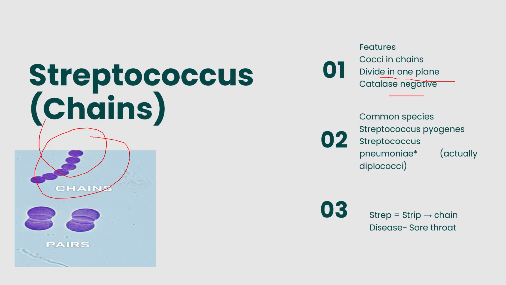The common organisms in this category are Streptococcus pyogenes. It is a common cause of sore throat. Another is Streptococcus pneumoniae. Streptococcus pneumoniae is a common cause of pneumonia, as the name suggests. Now, in case of pneumonia, these are usually arranged in a pair of 2 cocci. When there is pair from P, you can remember pneumonia. And if there are chains, then it is Streptococcus pyogenes.